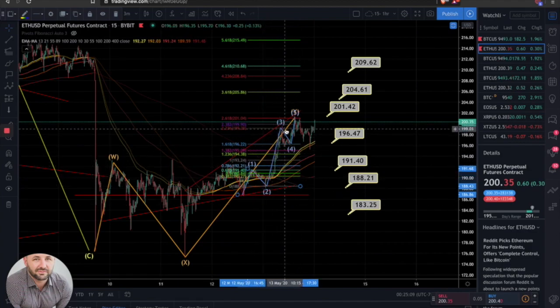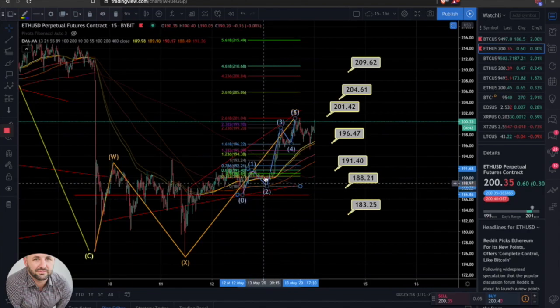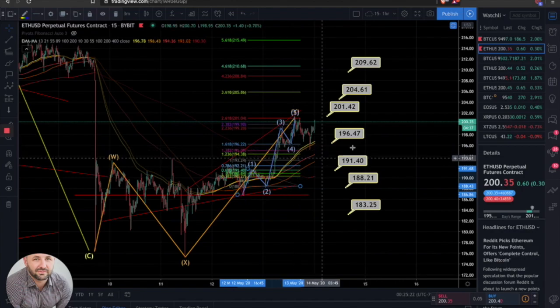again, overextended third, and put us right back up at the 2.618 to finish off as a fifth. And we do have our 5 waves right here inside of the third. Okay.